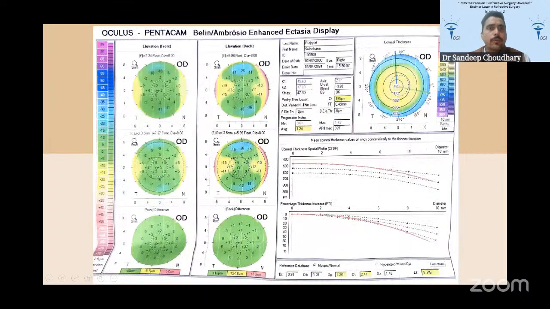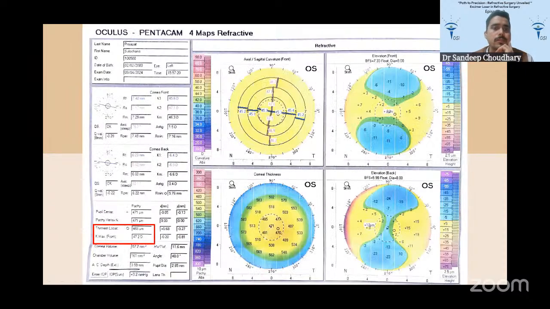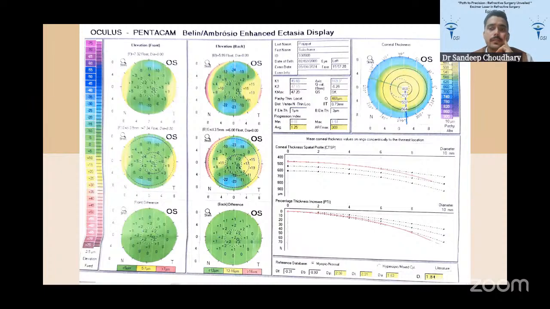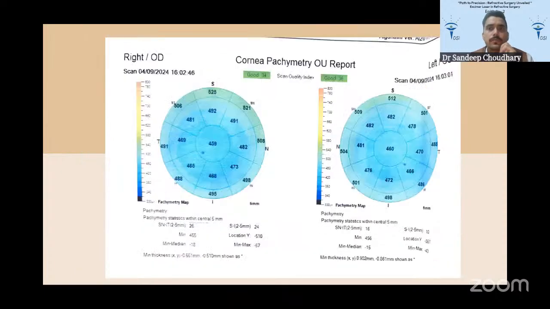So this is important. Apart from that, the Belin Ambrosio enhanced ectasia display of the same patient, the right eye: the D value, because of the pachymetric progression and the thickness, was in the suspect range. Apart from that, the Ambrosio relational thickness and the front and back elevation were fine. In the left eye also, the patient had a similar picture: thin cornea, high Kmax. So this is the pachymetry.